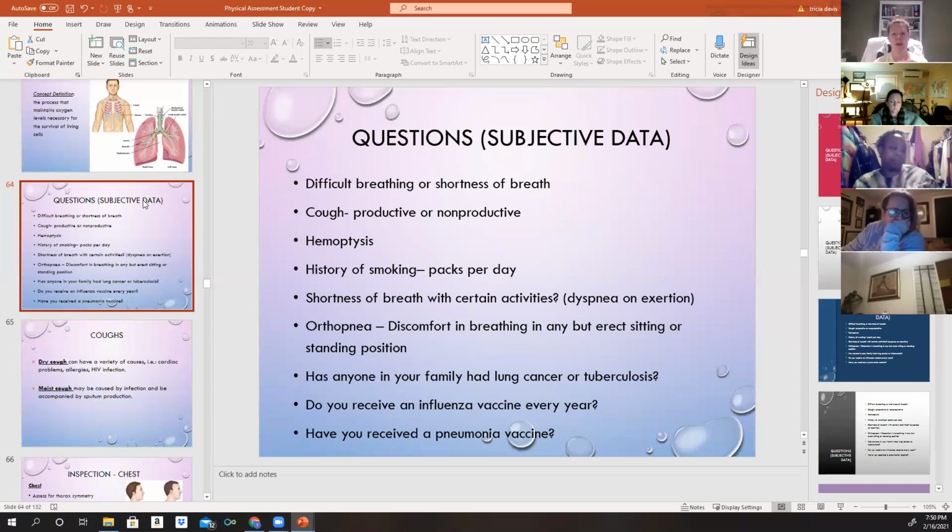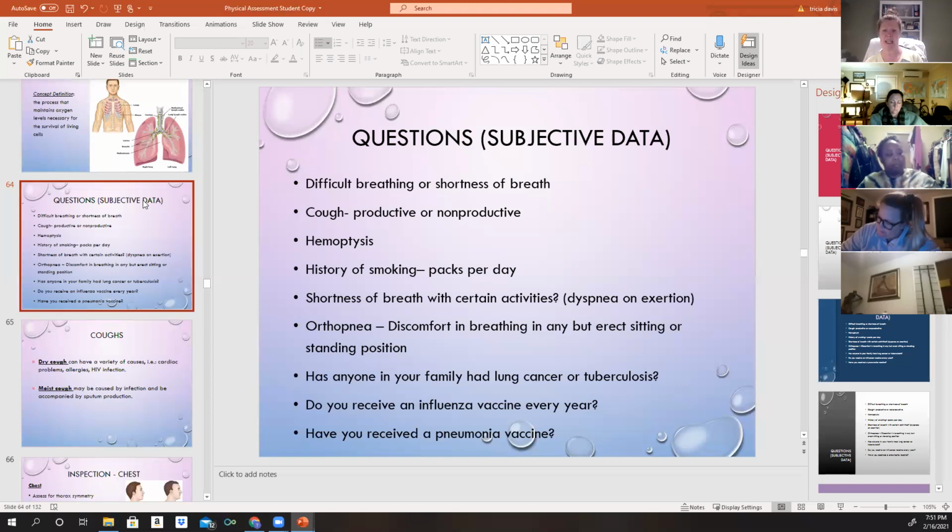Orthopnea, so do they have difficulty breathing in any other position except erect or in a standing position? So orthopnea is something very, very common that you see in patients that have COPD and emphysema. These patients usually sleep in their recliners. It's the only way they can sleep is if they're straight up. It's the only way they can get that good oxygen into their lungs. Even when they come in the hospital, I've had patients that won't even get in the bed. They just stay in the chair the whole time because that's where they're comfortable. So that's orthopnea.